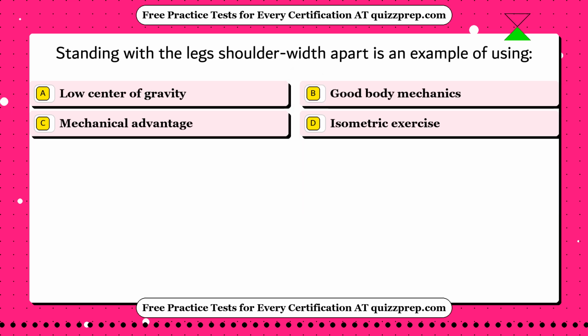Question 89. Standing with the legs shoulder width apart is an example of using: Option A, low center of gravity. Option B, good body mechanics. Option C, mechanical advantage. Option D, isometric exercise.